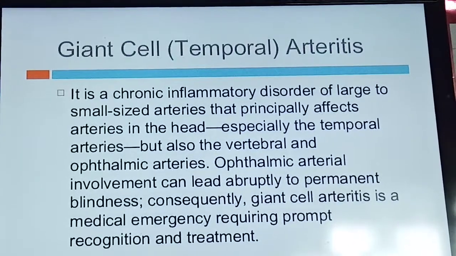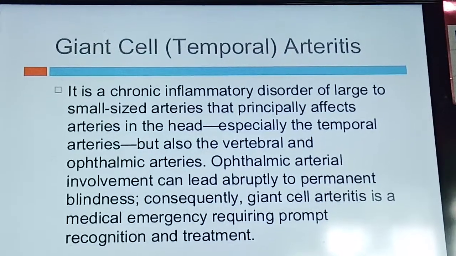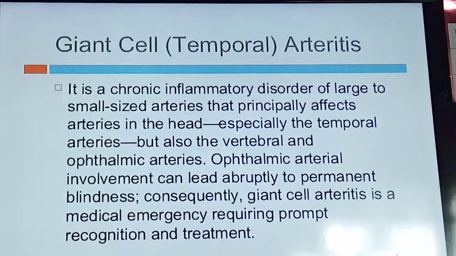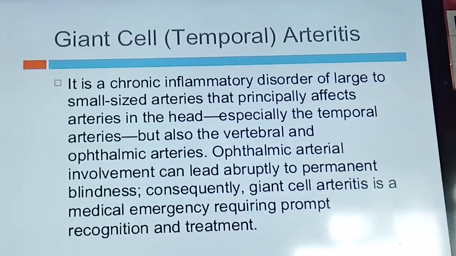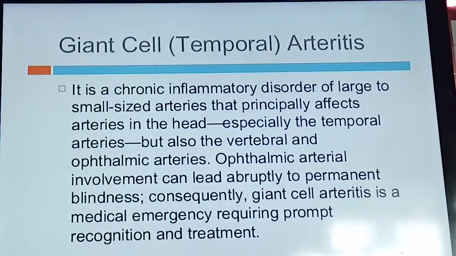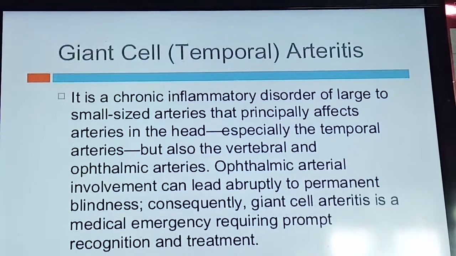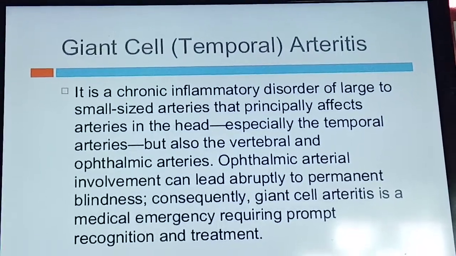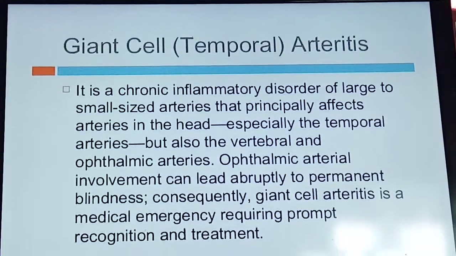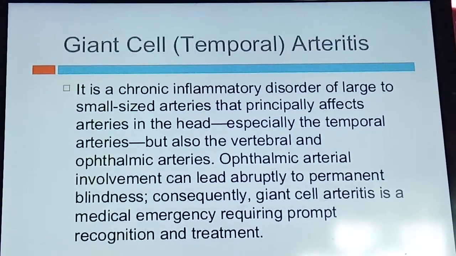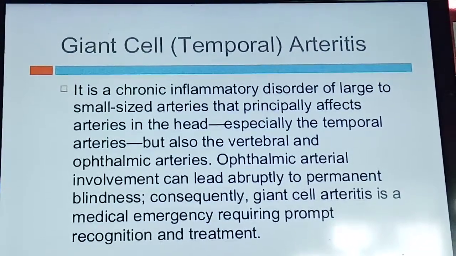So one is giant cell arteritis, also known as temporal arteritis. It is a chronic inflammatory disorder of large to small size arteries that principally affects arteries in the head, especially the temporal artery, but the vertebral and ophthalmic arteries are also involved. Ophthalmic artery involvement can lead to permanent blindness. Giant cell arteritis is a medical emergency that requires prompt recognition and treatment.